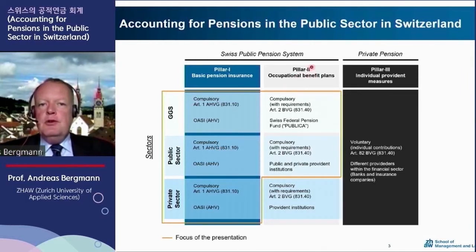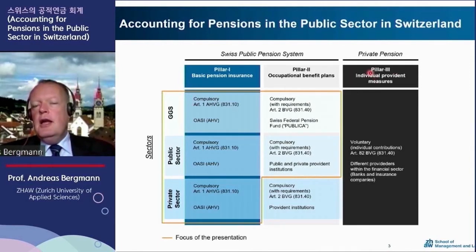We have a pillar two, and the pillar two is the occupational benefits plan. So this depends on your work. If you're employed in the general government sector, or in the public sector, or in the private sector, it depends on the plan, because all entities have a different plan. However, the legal basis is the same. It's the same law, which is quoted here, which applies to all entities. However, the scheme itself is different. For instance, for the federal employee pensions, it's Publica. For the public sector, there might be public or private sector providers, and for the private sector, there are private sector providers. So the schemes do differ, but they are under the same umbrella of Pillar 2.